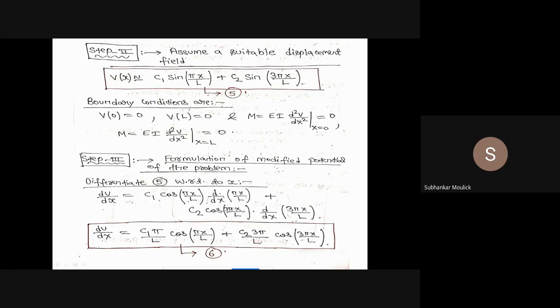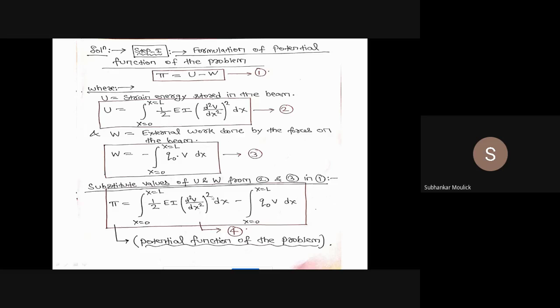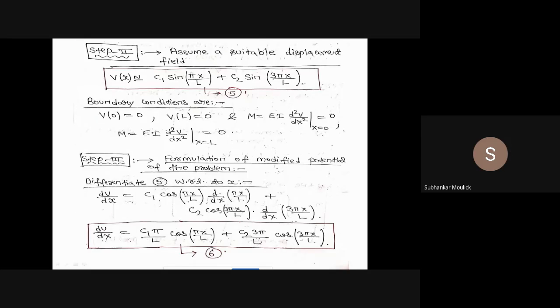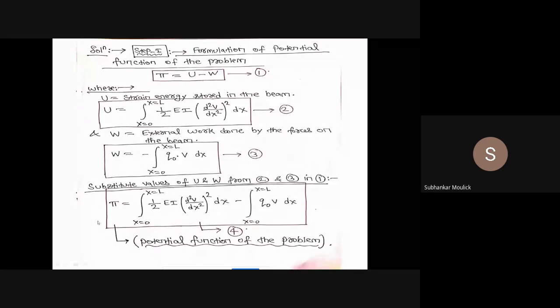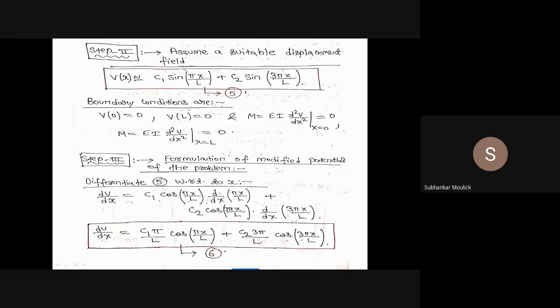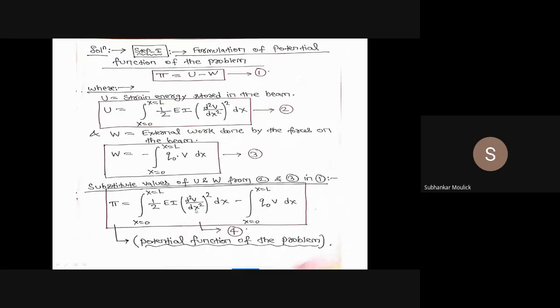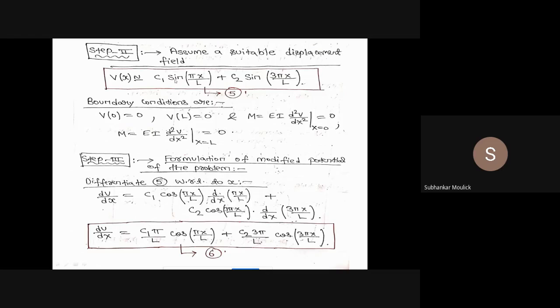Okay. Next is what I need to do. I need to substitute this particular value of assumed displacement field in the modified potential function of the problem. That means I have to differentiate this equation number 5 two times because it is d2v over dx square. Then I have to take the square, and in place of v I will substitute this expression, that is c1 sine pi x by l plus c2 sine 3 pi x by l. So let us differentiate v two times with respect to x.